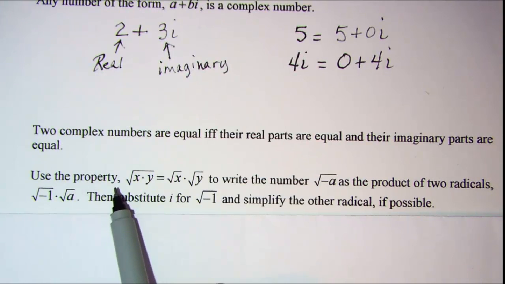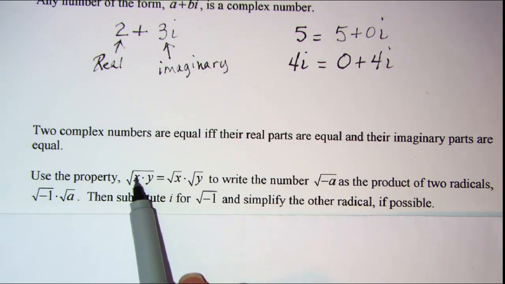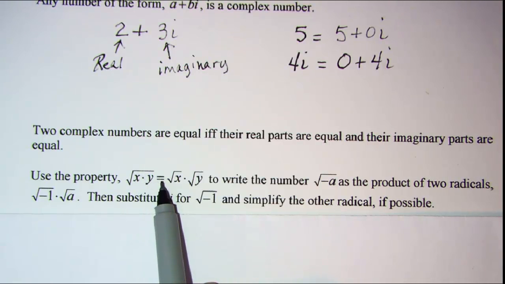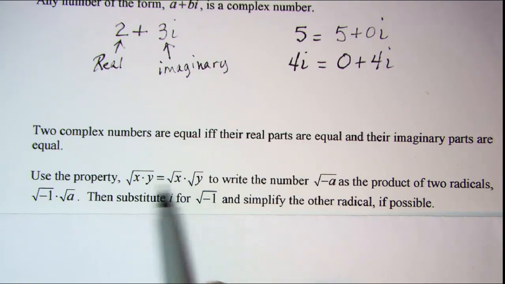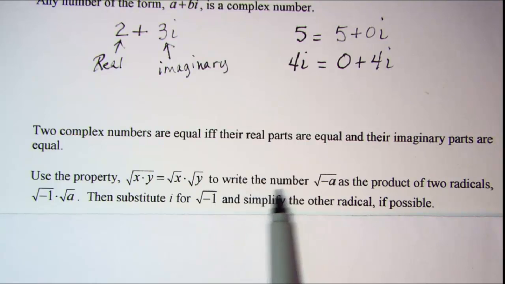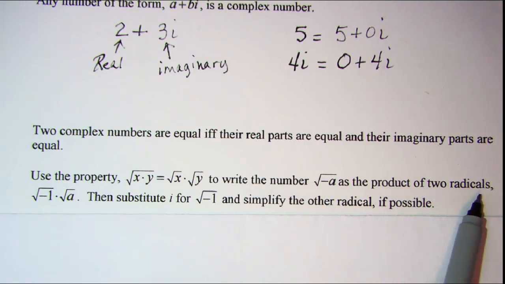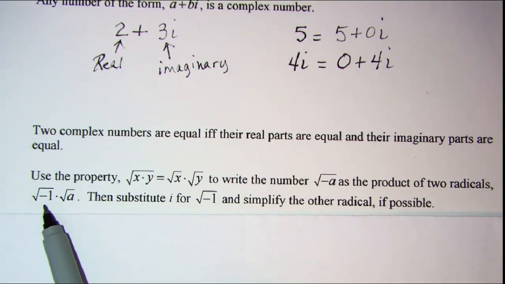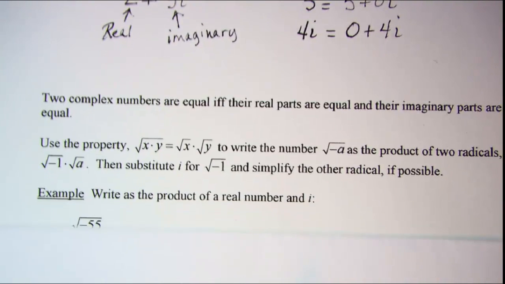We can use the property that the square root of x times y, where x times y is the radicand, is equal to the square root of x times the square root of y. We can use this property to write the number square root of -a as the product of two radicals, square root of -1 times square root of a. Then we can substitute i for the square root of -1 and simplify the other radical if needed.